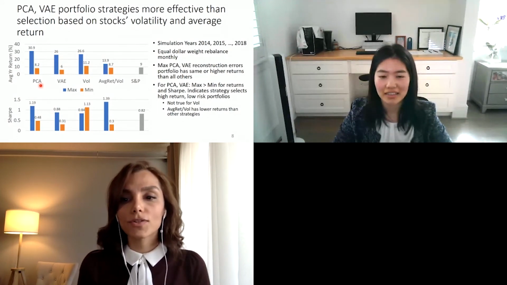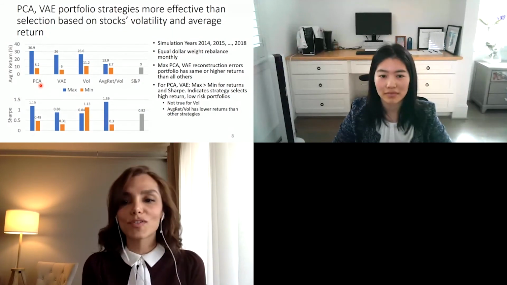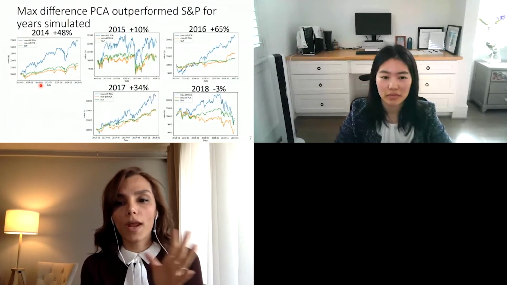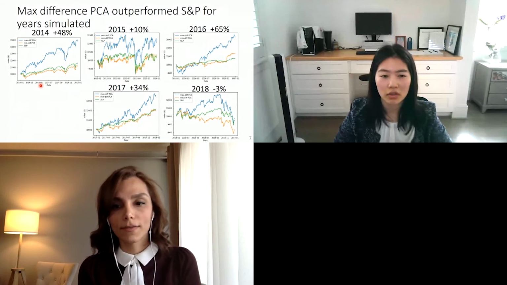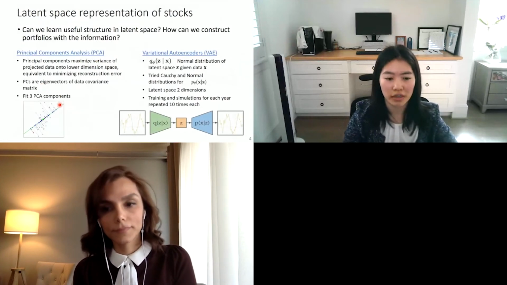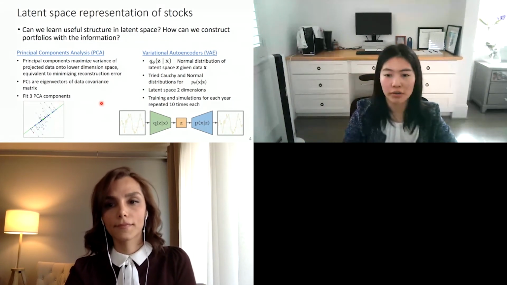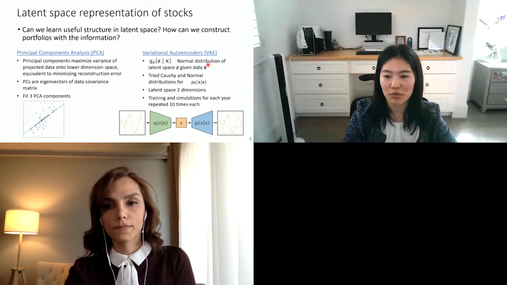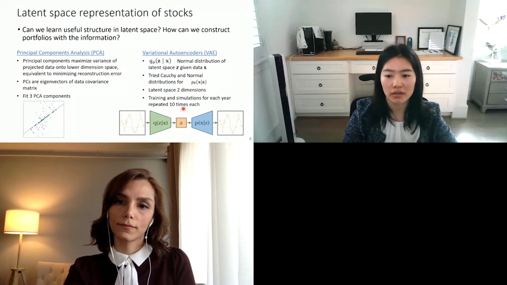Another question is, for the max difference PCA strategy, again referring to slide 7, are you showing 1 of 10 simulated results, or is it average results? For PCA, every time you solve the PCA in this problem, you will get the same result, because this is a linear algorithm. The stochasticity comes in from the variational autoencoder. So those results were averaged over the 10 trials.